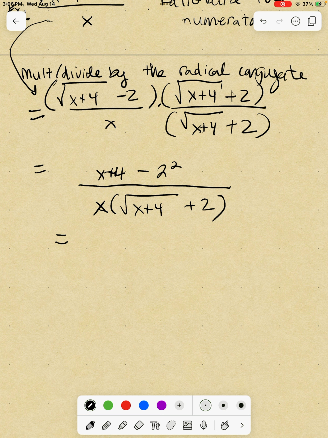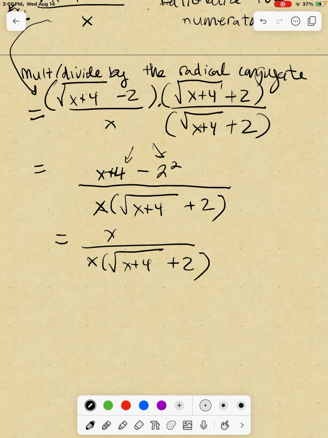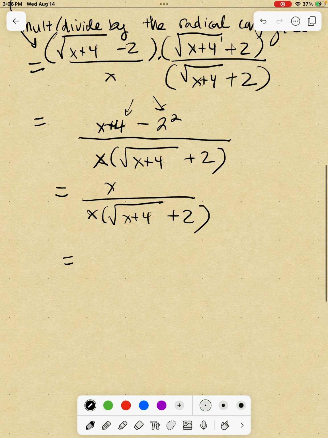But anyway, you have a 4 here and a minus 4 there, right? So 4 minus 4 makes 0. And so on the top, I just have x over x times parentheses square root of x plus 4 plus 2. And now you see the benefit of having the x out, because now I can cancel the x on the top and bottom. So this is equal to 1 over the square root of x plus 4 plus 2.